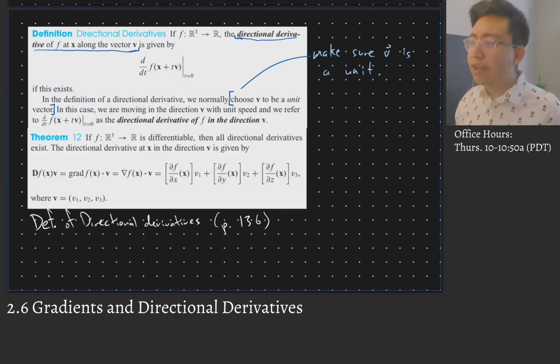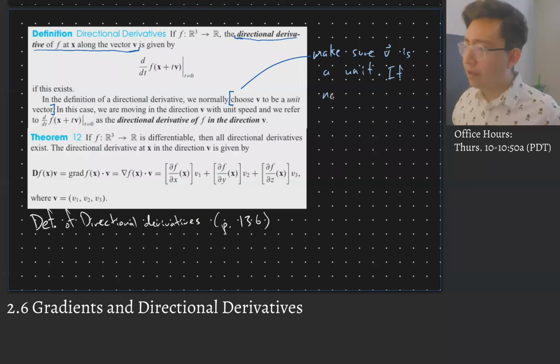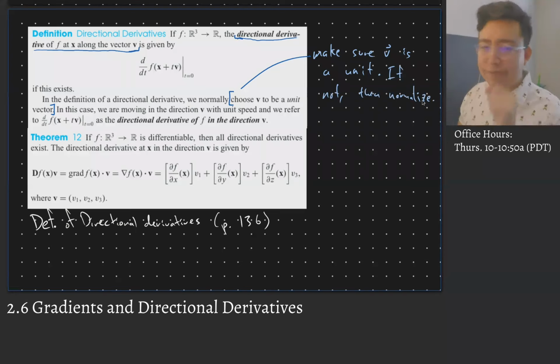So if you're given a direction and v isn't a unit vector, then normalize it. Remember, you can take any vector and normalize it, and it gives you the same direction, but it's unit length, okay?